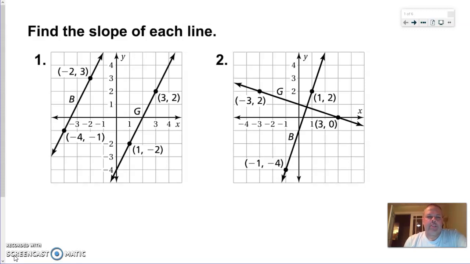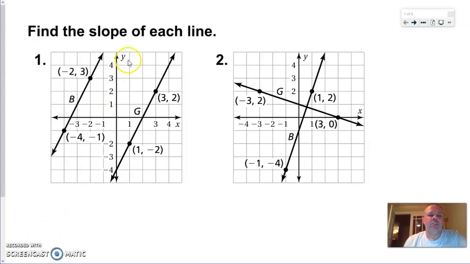Today's lesson is lesson 13.2e. It is just an extension of some things that we talked about in finding slope. Today we're going to be working on finding slope of parallel and perpendicular lines.